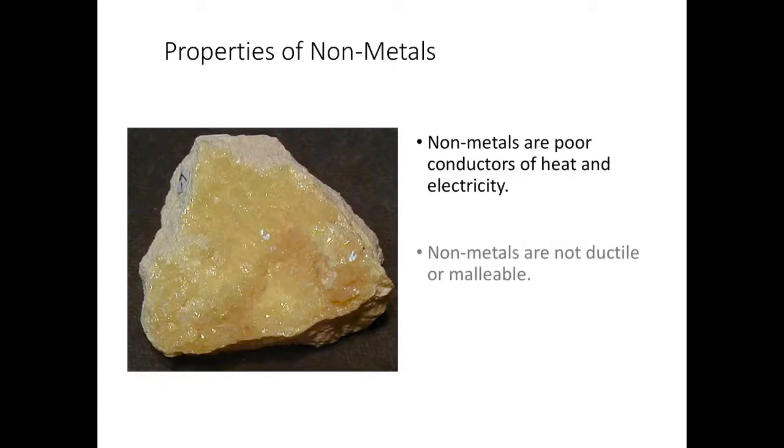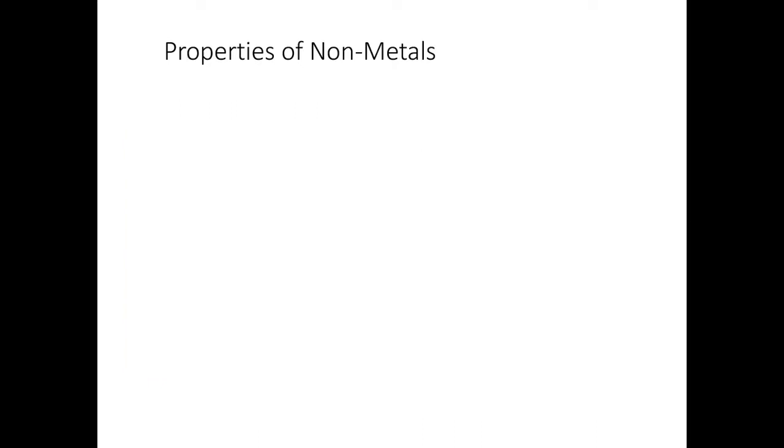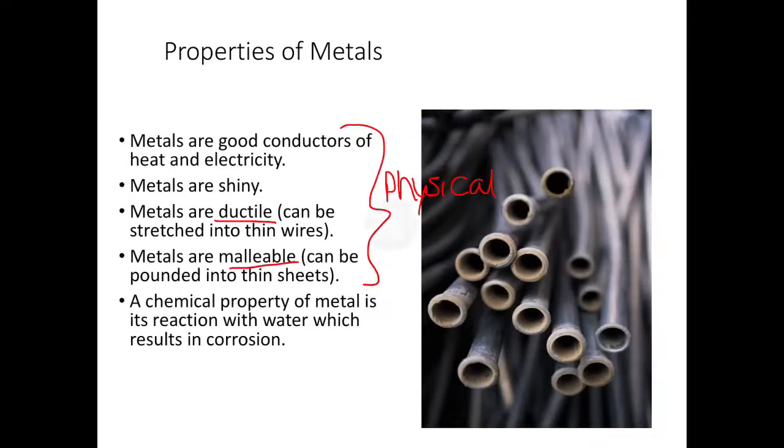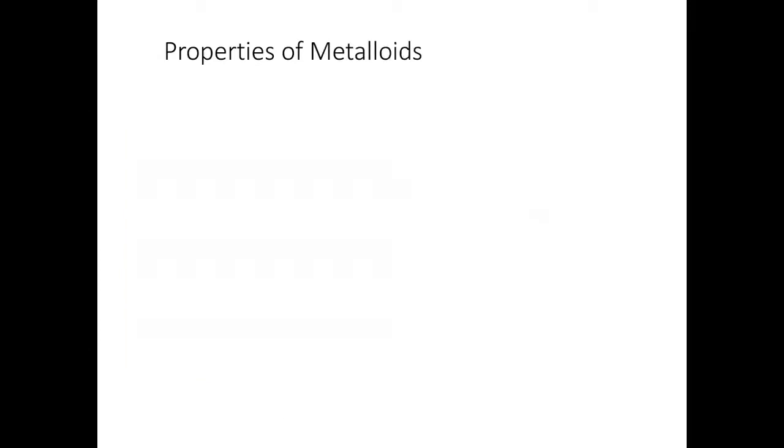Properties of nonmetals. So nonmetals are poor conductors of heat and electricity, meaning they don't conduct very well. They're not malleable or ductile. They're brittle and break easily, whereas the metals were very easy to bend without breaking. They're dull, not shiny like the metals, and many of them exist as gases. So sulfur is an example of a nonmetal.